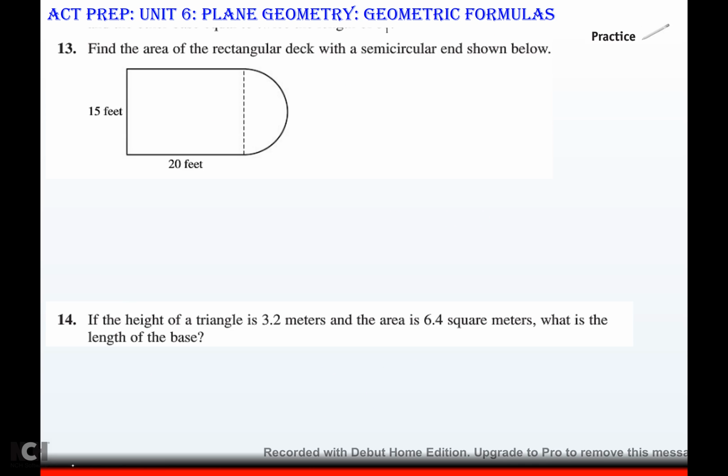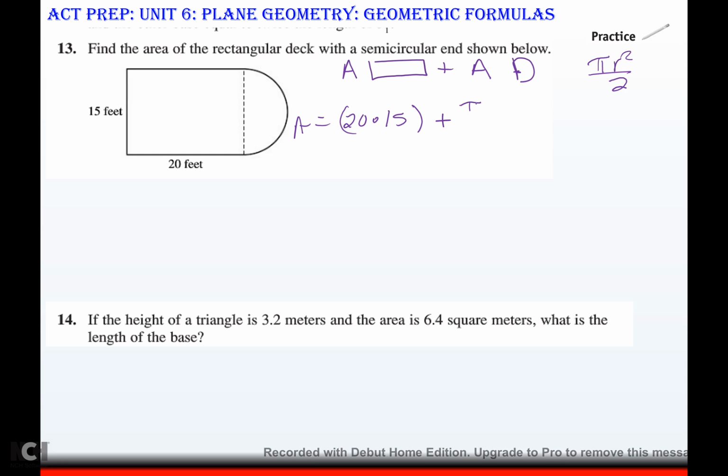Alright, 13, they want me to find the area of the rectangular deck with a semicircular end shown below. Well, basically, to find the area of that whole thing, I've got to find the area of that rectangle and add it to the area of that semicircle. Well, my rectangle is going to be length times width, so that's 20 times 15, plus the area of the semicircle. Well, a circle would be pi r squared, so a semicircle would be half of that.